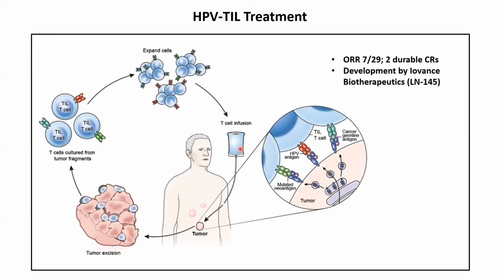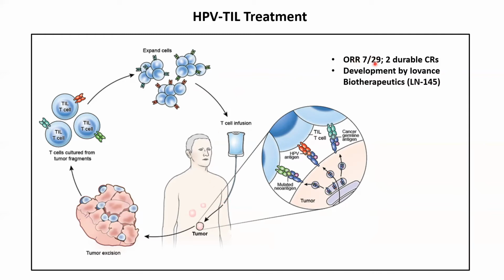Our first efforts to try to target the HPV E6 and E7 oncoproteins with cellular therapy were with TIL therapy. And for this approach, from a patient with metastatic tumor, we operate and remove a tumor. We grow T cells from tumor fragments, generating multiple T cell cultures, and then expand these cultures and return them back to the patient with an intravenous infusion.